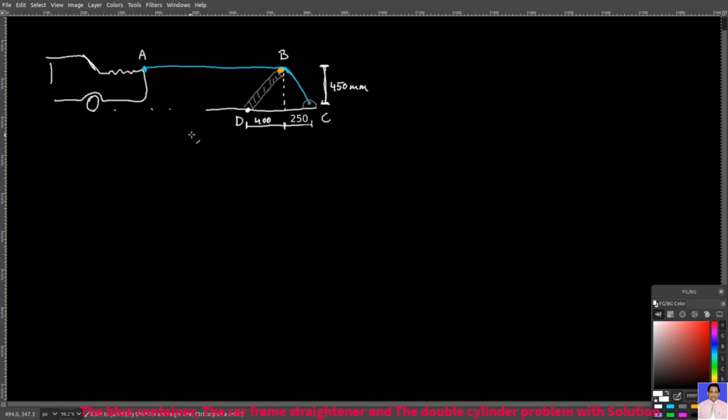I have a device here that is used to straighten the frames of wrecked cars. And so what I have here is a hydraulic cylinder that applies force in this direction, and it's 3,500 newtons. And so the cables here are like this, as shown. And so what we need to find is the following. We need to find the tensile force in this part of the cable and in this part of the cable. And you have all the necessary dimensions. And so try this exercise by yourself first, and then I'll show you the solutions in the next video.